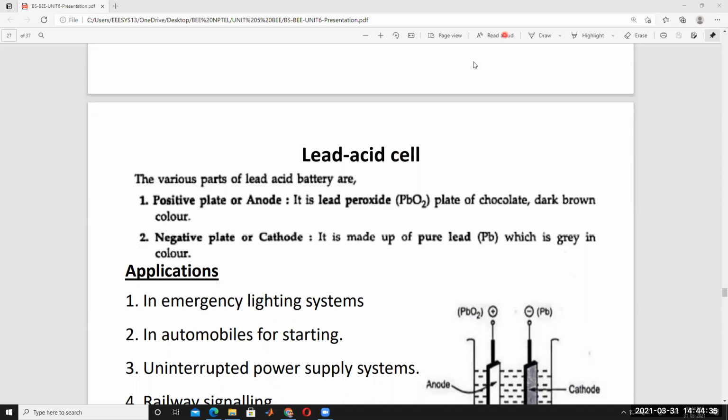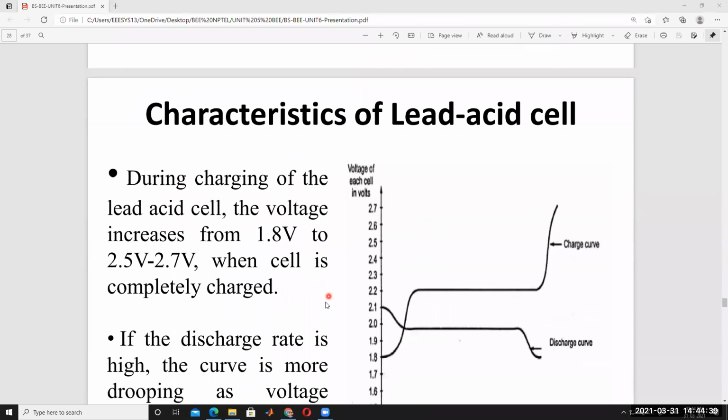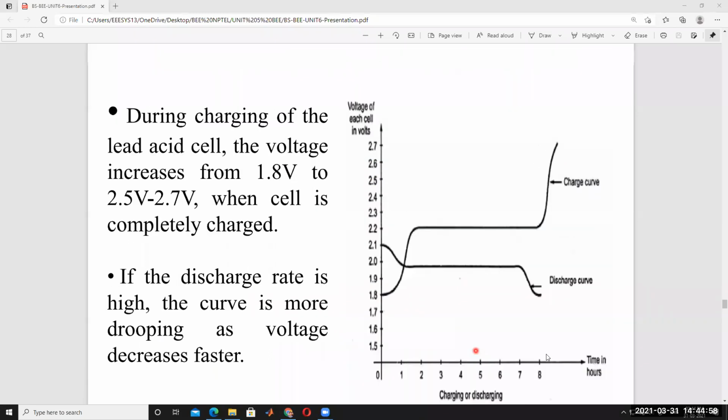Next, the characteristics of the lead acid cell are like this. During charging of the lead acid cell, the voltage increases from 1.8 to 2.7 volts. This is called the charging characteristic, the charge curve. The voltage level in the battery increases during charging or discharging.